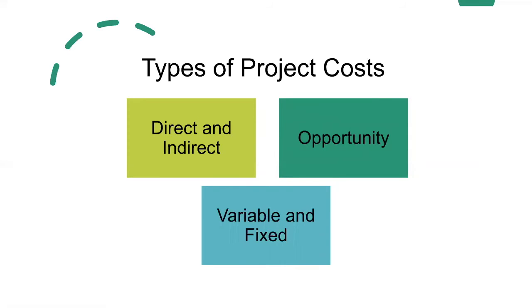Direct and indirect. Direct costs are costs that can be directly attributed to a specific project, such as labor, raw materials, and equipment rental costs. Indirect costs are costs that cannot be directly attributed to a specific project, such as management, general admission, rental, and utility costs. Opportunity. Opportunity cost is the loss of potential future return from the second best unselected project.